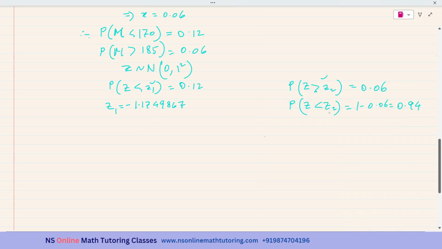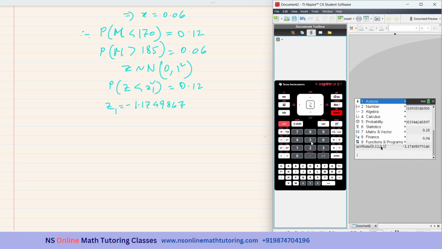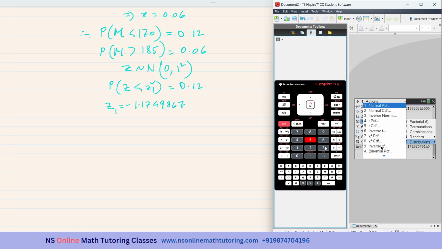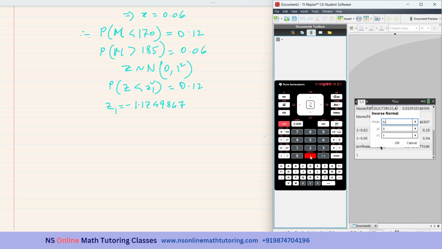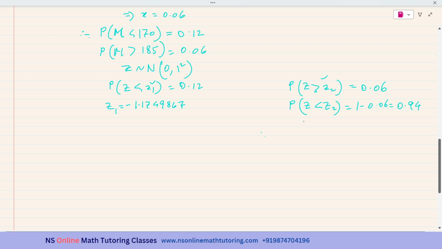Okay, now coming to Z2. So menu, then 5 probability, 5 distribution, 3 inverse normal, and area is 0.94. And it is 1.55. I'll be taking 7 decimal places for this also. So Z2 is equal to 1.5547735.